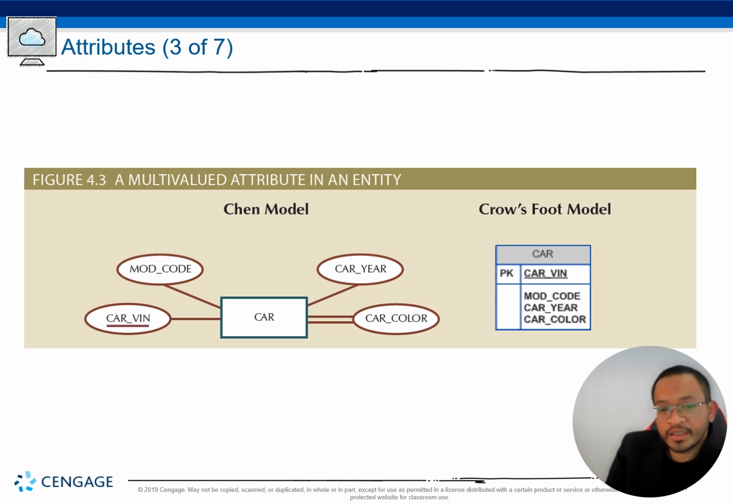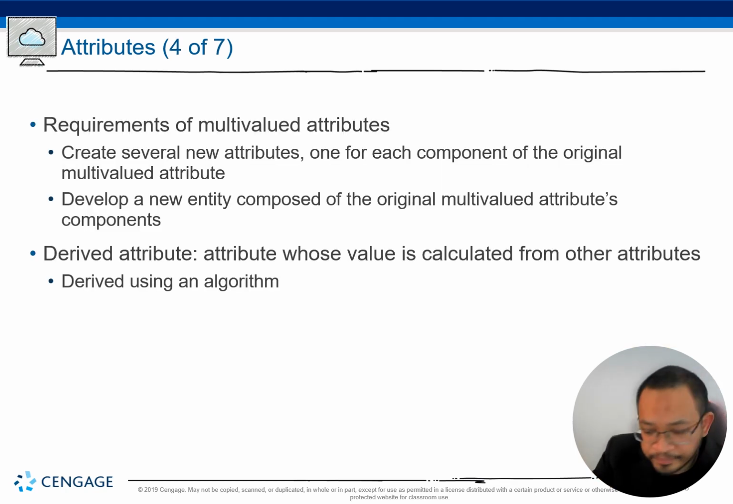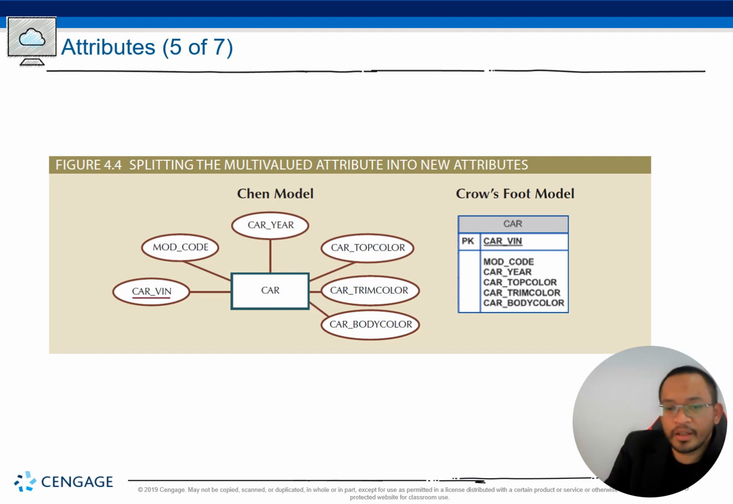So the example of a multi-value attribute in an entity. For example, you have the entity of car, and then you have four attributes, which are the car VIN number, model code, car year, and car color. If you look at the attribute of color, for a car you can differentiate color into several segments, such as car top color, car trim color, car body color.